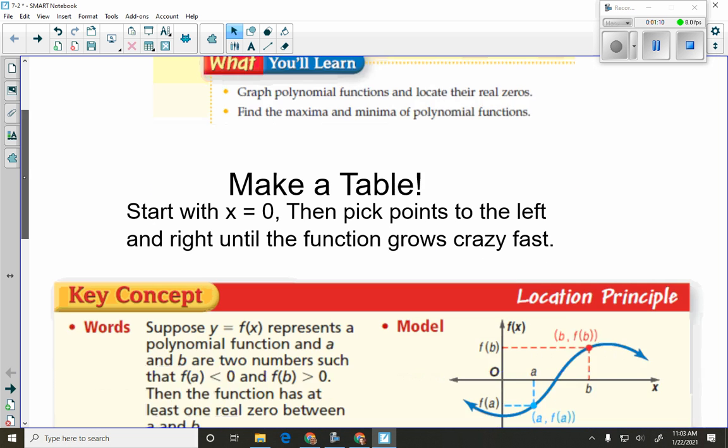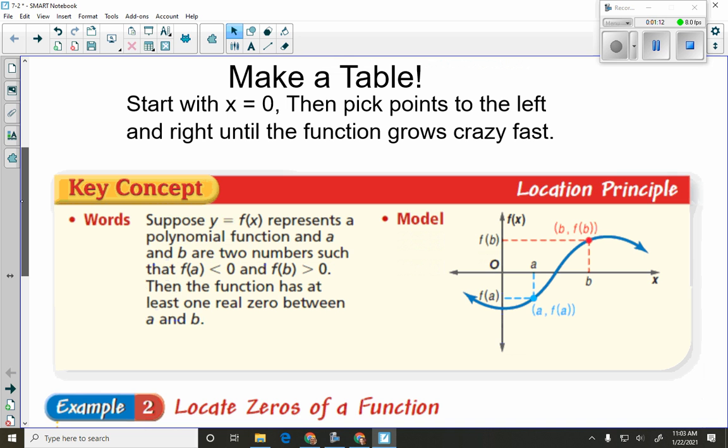All right, so after making the table, we're going to talk about the location principle. Because a lot of times what we want to know is what are the zeros. Now the zeros, or specifically when y is 0, that's when it crosses the x-axis. So we're going to be looking for these points right here. Where does it cross that x-axis? Now sometimes it's not going to cross on nice, beautiful, perfect numbers. Sometimes it will. Most of the time, in the real world, it's just not going to. It's going to be somewhere in between two values.